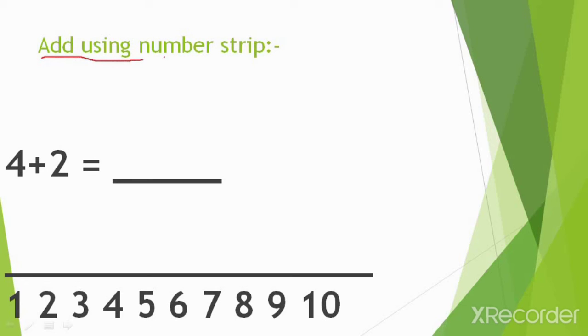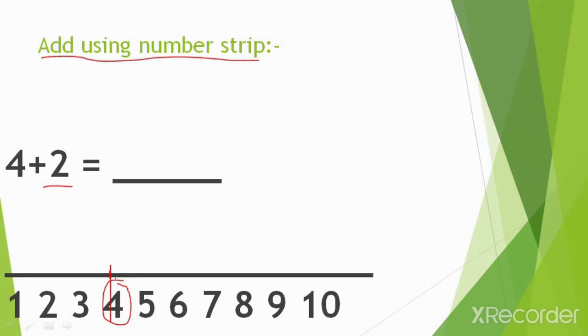Okay? Now, what we have to do? Add using number strip. So, how can we add the numbers with the help of this number strip? Have you remembered? As this is the revision, my dear students? Have you remembered what we have to do? Look, our sum is 4 plus 2. So what should we do first? First of all, we should find number 4 on a number strip or number line.